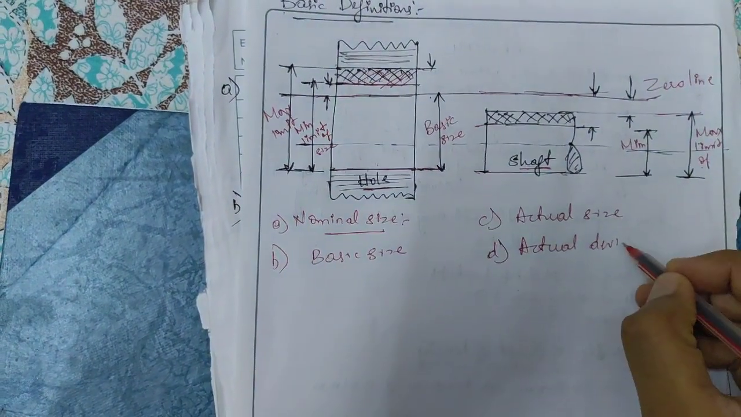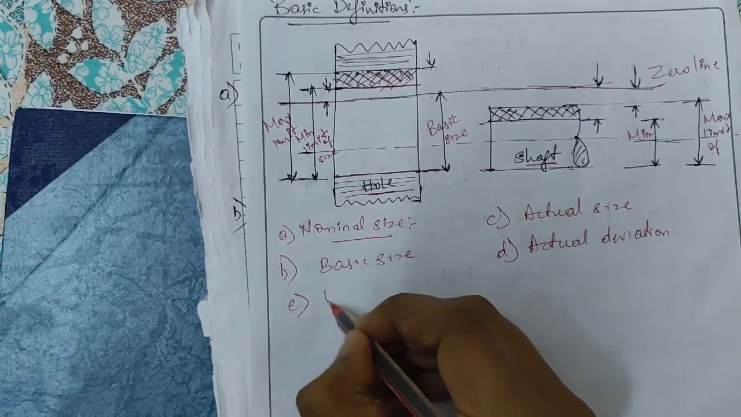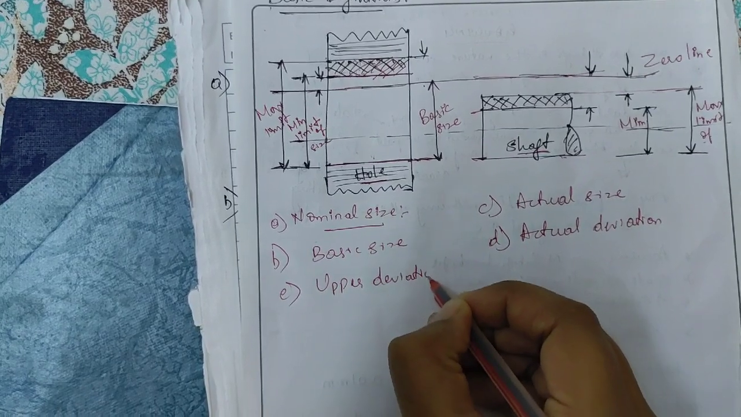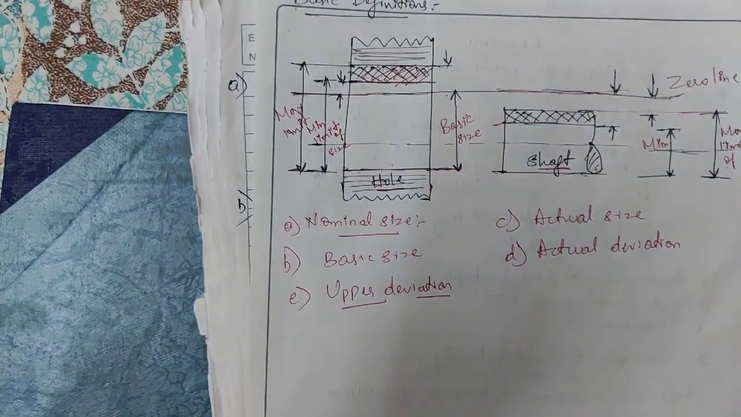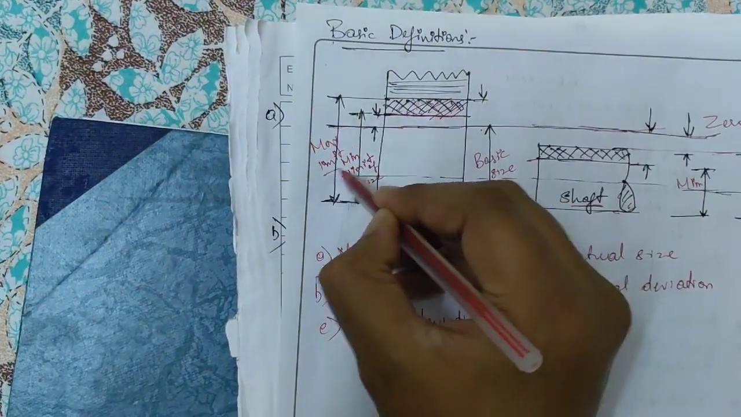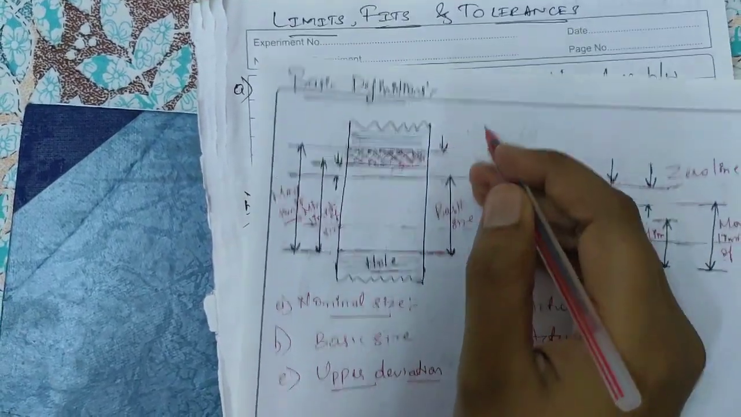The difference is what? The actual deviation. Okay, and the next one, upper deviation. It's a very important one. Upper deviation is nothing but what? It is the difference between the maximum limit of the size and the basic limit. Maximum size is nothing but what? Here is the maximum limit, from here to here. Yes or no? From here to here.